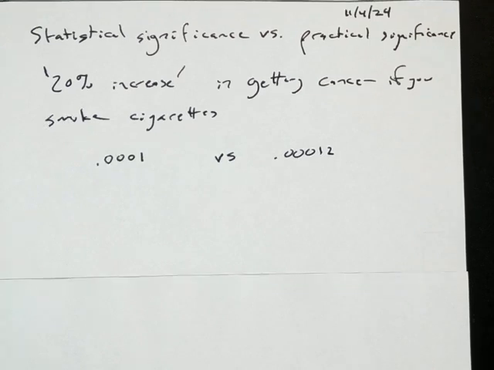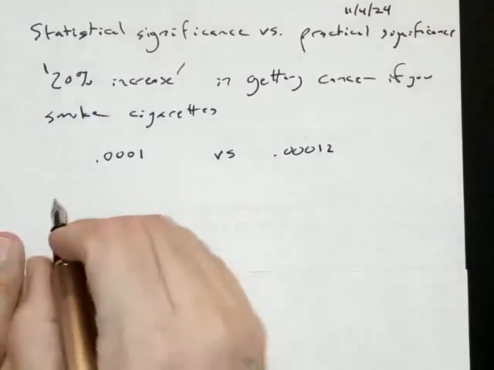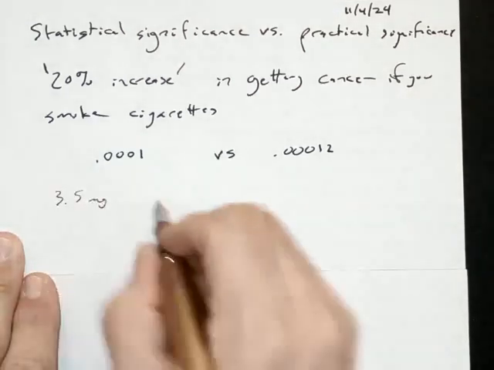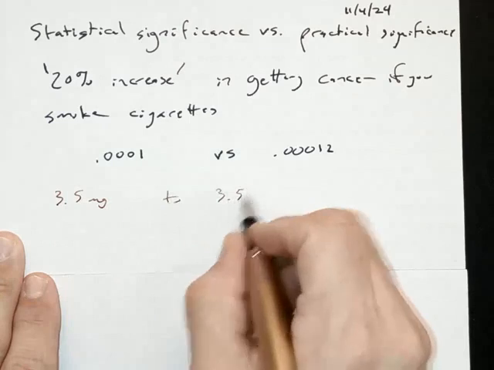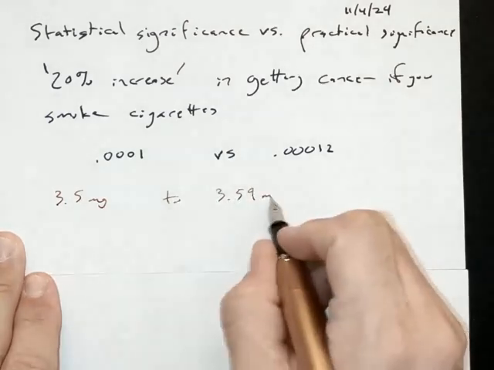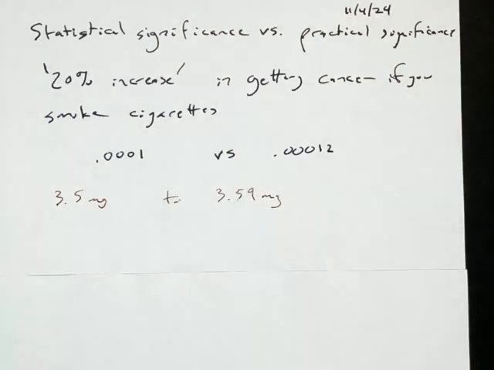Remember our mercury in the light bulbs contamination question? Remember, we went from 3.5 milligrams to 3.59 milligrams. All right, somebody tell me the percentage increase here.